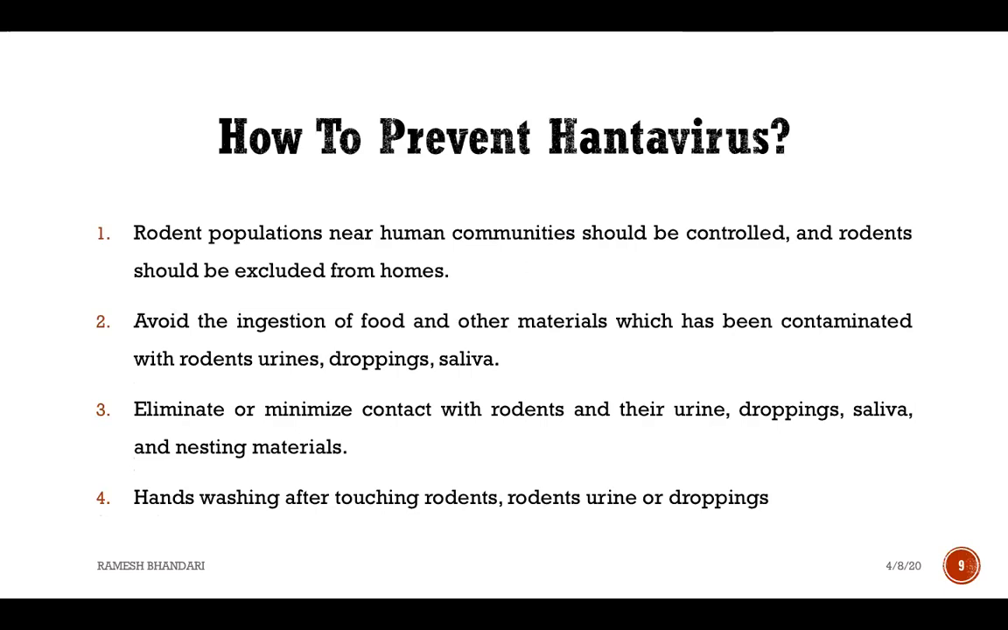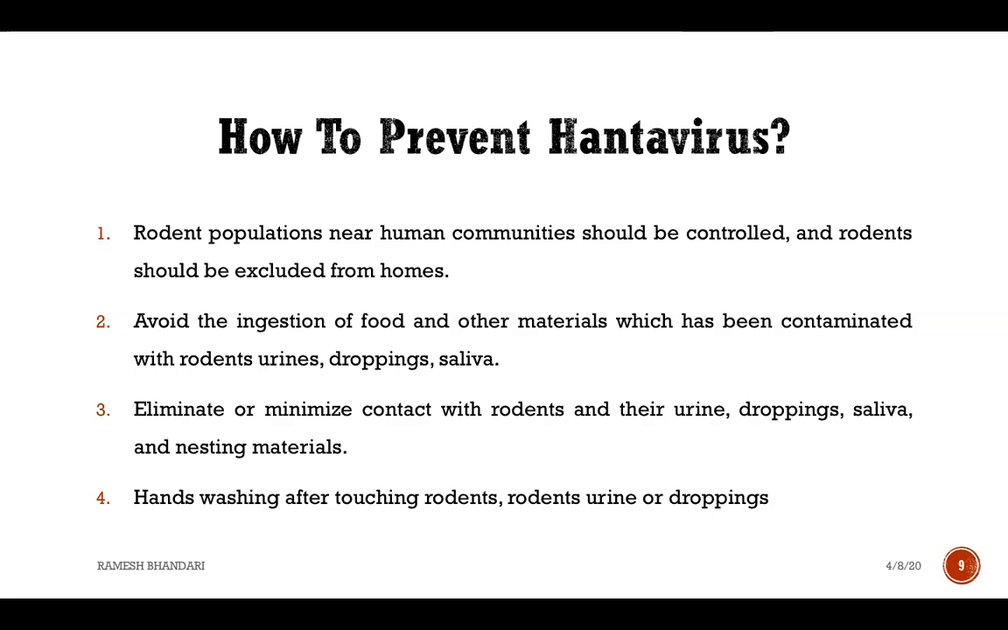Then, how do we prevent hantavirus infections? There are a few methods to prevent and control hantavirus infections. The first method is to control the rodent population around our human communities. Second, avoid ingestion of food, water, and other things contaminated with the droppings, urine, and saliva of infected animals.